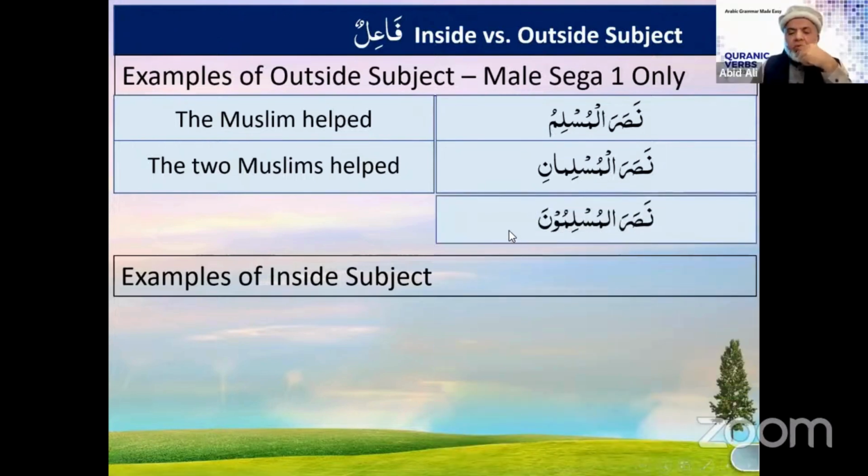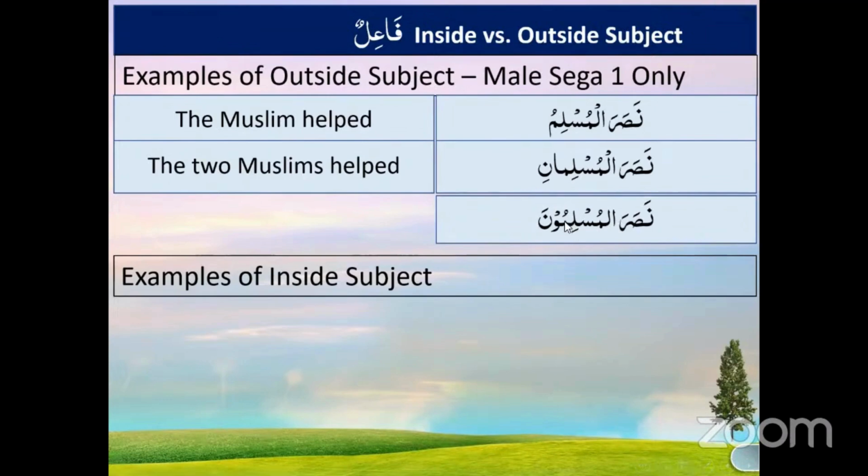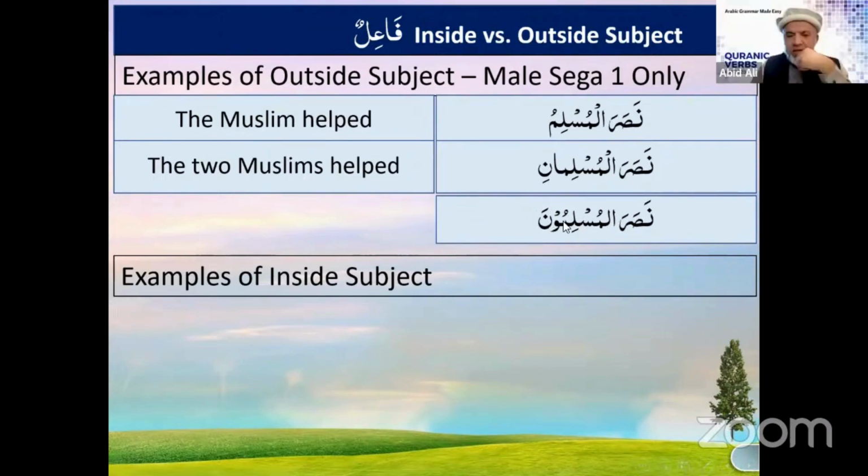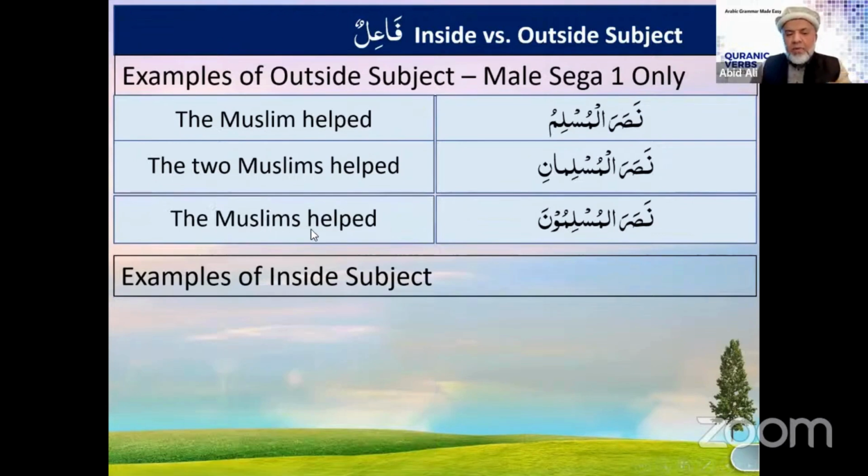Now look at this. Nasara al-Muslimuna. Is Muslimuna the plural of Muslim? Yes. Is it Rafa? Yes. Is it still male? Yes. Okay. So the Muslims helped. Is this an outside file? Yes.